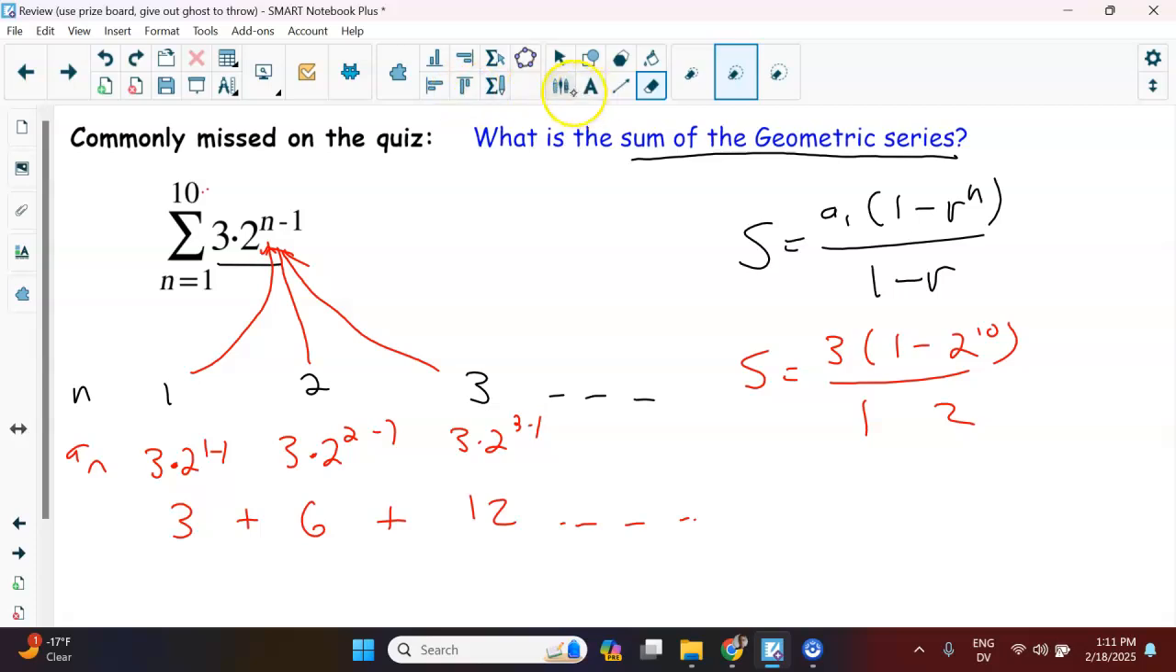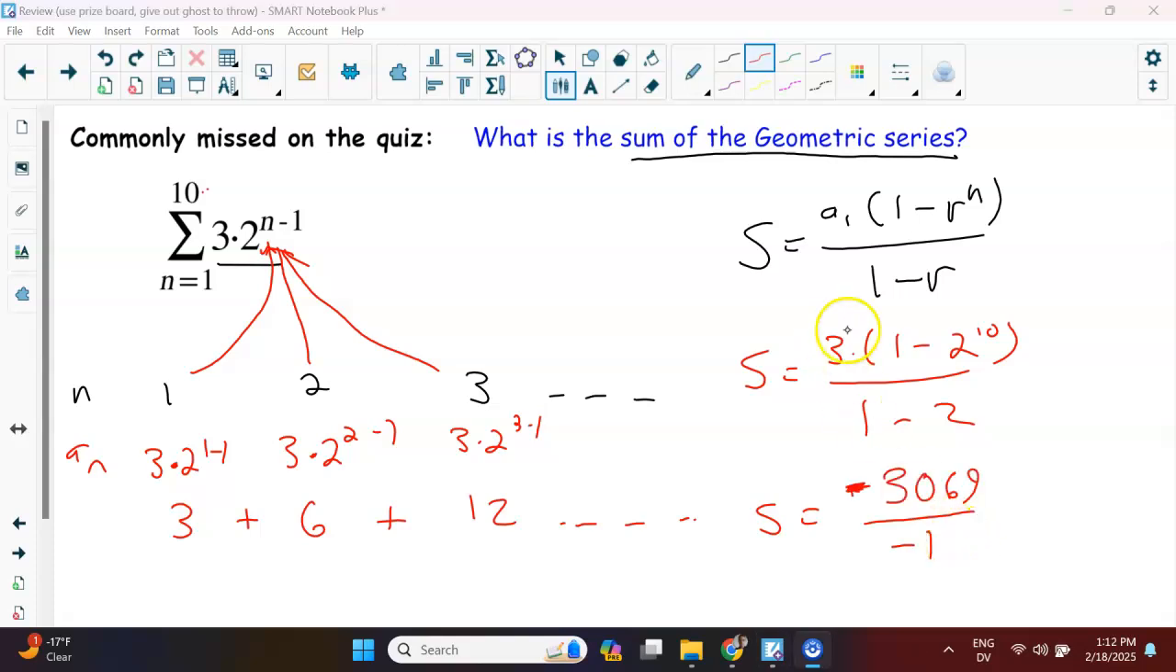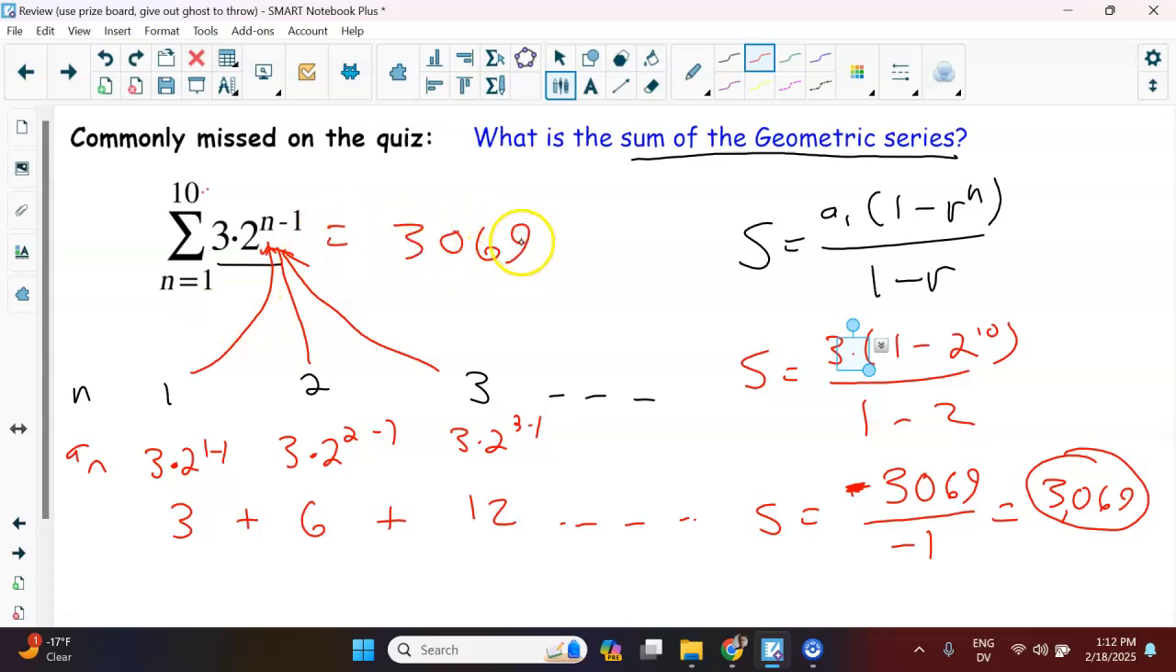And again, I think I've talked about this in class, but I would do the denominator separately. Just do 1 minus 2, and then type the numerator into my calculator, and then divide by -1. So if we type that numerator in, and divide by -1, we get 3069. So our sum there is a little more than 3,000. And that's really what the big E means: add up all those numbers for spots 1 to 10.